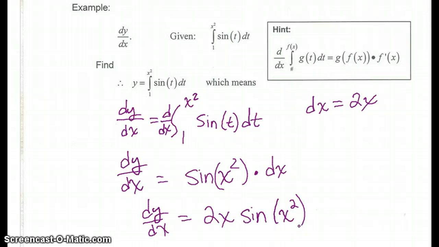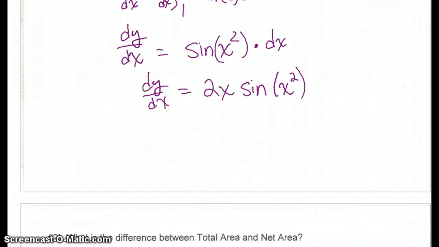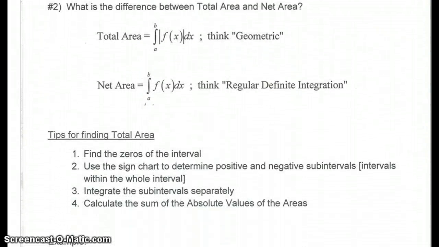Key concept number 2. How do we tell the difference between total area and net area? Please remember that the total area is geometry. Think geometric. Therefore, we're taking the absolute value of the integral. Also, the net area is straight up regular, quote unquote, regular integration using a definite integral.